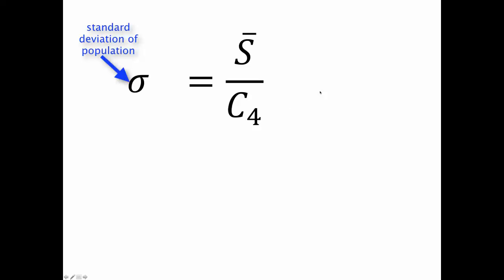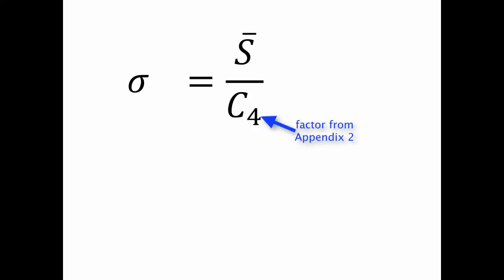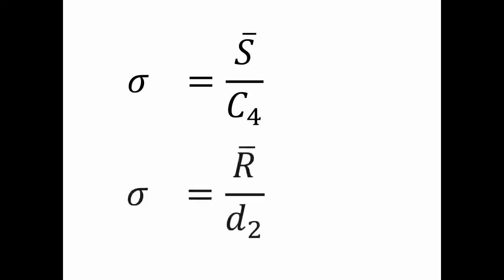In this situation, S bar represents the standard deviation of subgroups, and C4 is a factor from a table in the appendix of your textbook. Studies have shown that this estimate more closely resembles the standard deviation of the population. Another estimate for sigma uses the formula R bar divided by D2. Both of these formulas are acceptable and industry standards when calculating our process width.